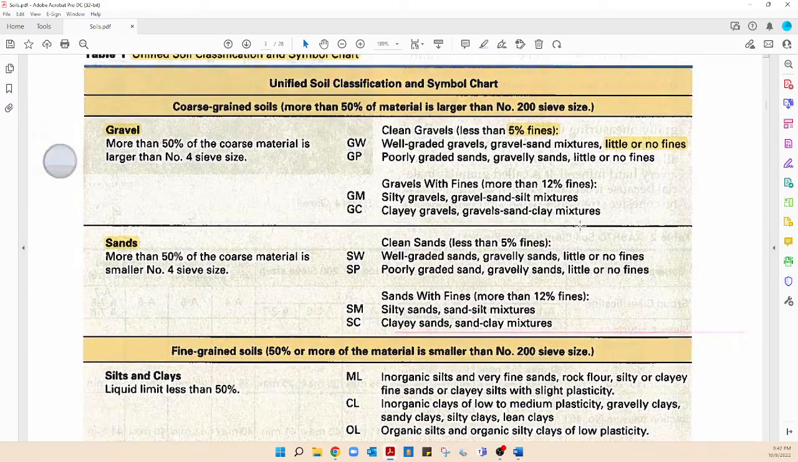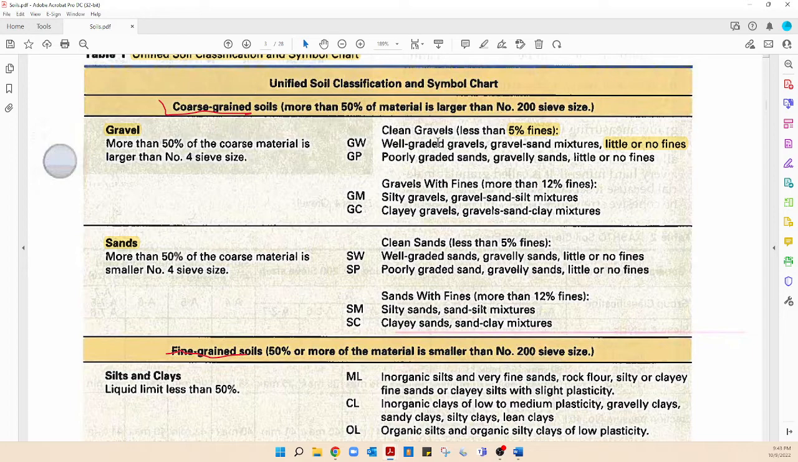We'll talk about it in just a minute, but there's a lot of things that are the same here. Notice that we have the coarse grains, and down here we have the fine grain soils. And notice what determines that: more than 50% of material is larger than the number 200 sieve.